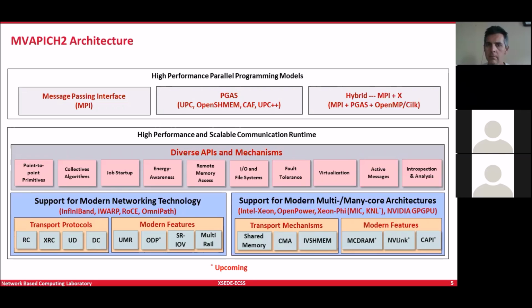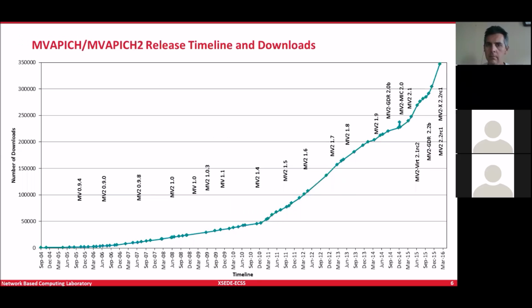So broadly, the middle layer is the design which we put in. It has a lot of point-to-point, collectives, energy awareness, all these features. And this is where we'll talk a little bit later about how you can tune the stack or optimize it for your applications to get the best performance.